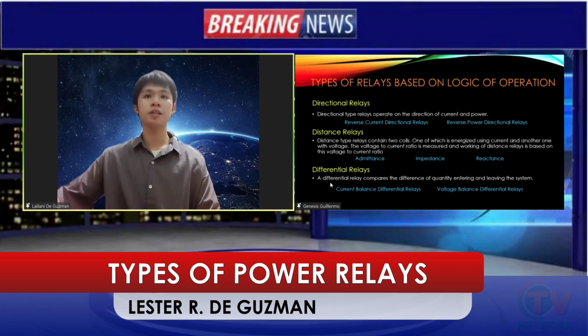Next are the types of relays based on logic of operation. First one is directional relays. They are the type of relays that operate on the direction of the current and power. They're classified into the reverse current directional relays and reverse power directional relays.